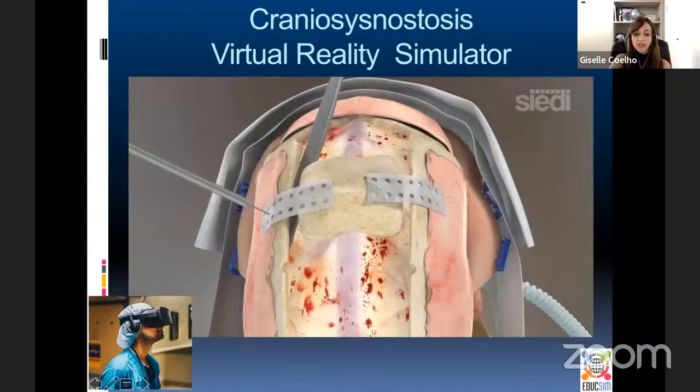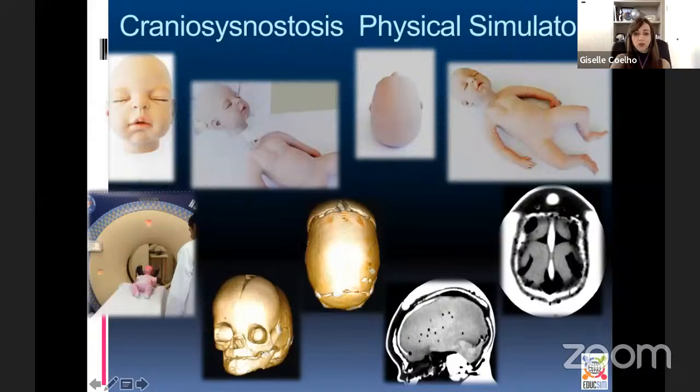After having this visualization in the three-dimensional virtual simulation, they will be able to use the physical simulator. Here we describe the physical simulator. We created the encephalocele type, the most common, to train. This simulator is interesting because we could create it with a radiological interface, so it's possible to put the simulator inside the CT scan.